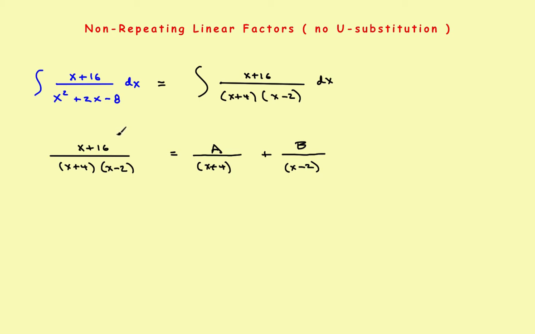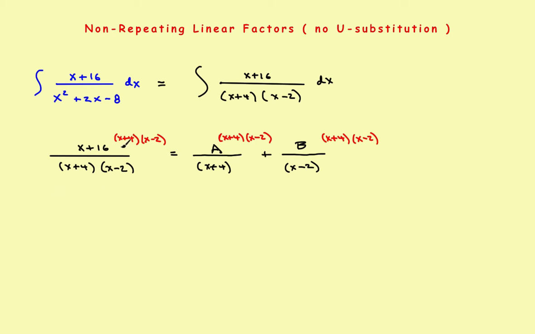So I'm going to multiply this term by x plus 4 times x minus 2. Whatever you do to one term, you've got to do the same thing to all the terms. So again, multiply this one by x plus 4 times x minus 2. And then finally multiply this one by x plus 4 times x minus 2. Now again, the whole reason for doing this is just to get rid of the denominator. You want an equation that doesn't have anything in the denominator. So let's see what that does for us.